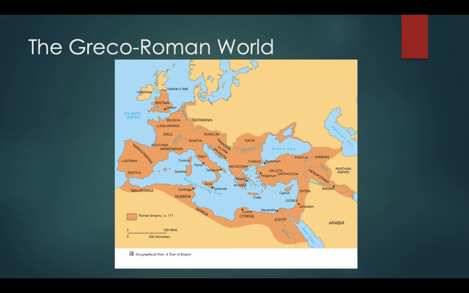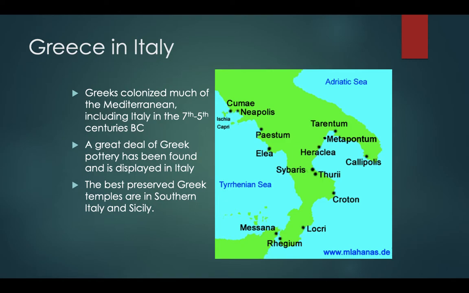And I've brought up Greek, the language, a number of times, but it's always worthwhile to remember that even before there was Rome, there were Greeks in Italy. They had colonized most of southern Italy over the 7th to 5th centuries BC, starting with this little island you can see by Cumae called Ischia. A great deal of Greek pottery has been found and is displayed in different museums in Italy. And in fact, the best preserved Greek temples aren't in Greece itself, but they're in southern Italy in places like Paestum or Posidonia and in Sicily.